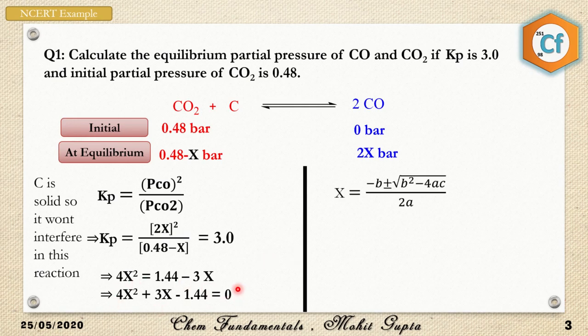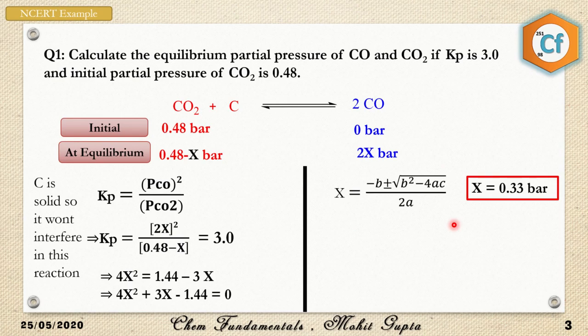And how can you solve the quadratic equation? You can solve it using this formula. The roots of x would be x equals minus b, this is your b, plus minus under root b square, so you have to square the 3, minus 4ac. Here 4 is a constant, a is your 4 and c is this. So this is your ax square plus bx minus c equals 0. So you have to substitute all these values.